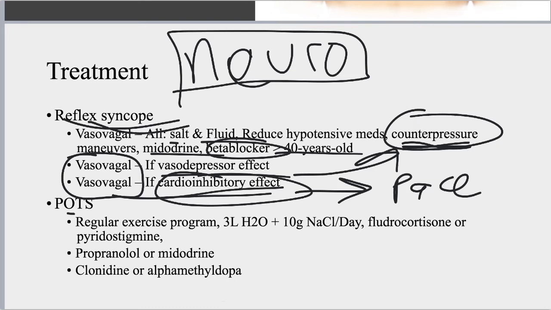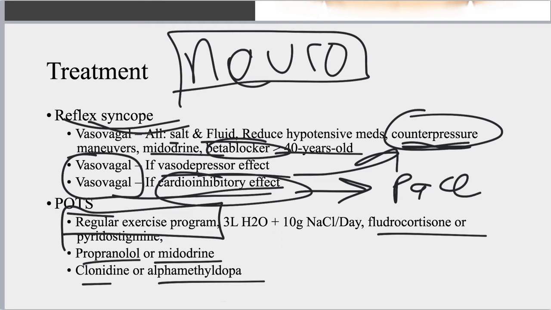A person that has POTS, you can try things like fludrocortisone, which is an aldosterone mimic. You can use propranolol, midodrine, clonidine, alpha-methyl-dopa. All of these are assuming there are no contraindications. Regular exercise program. This is the number one recommended thing for POTS.